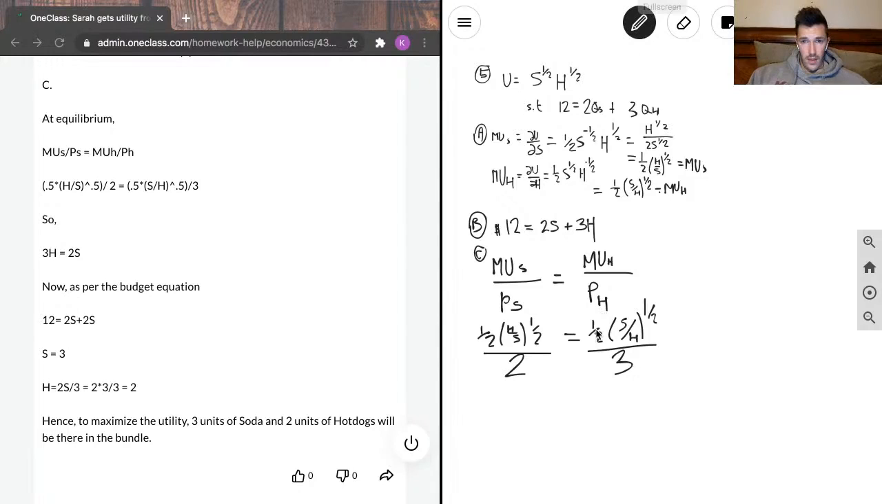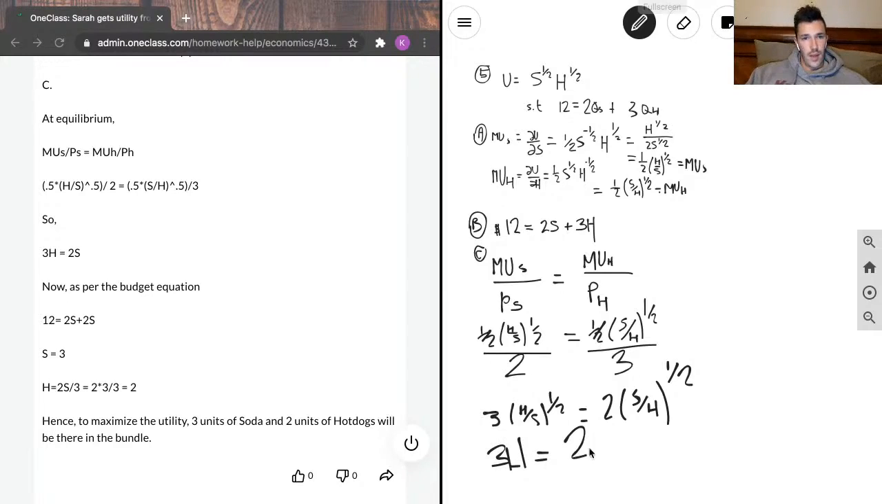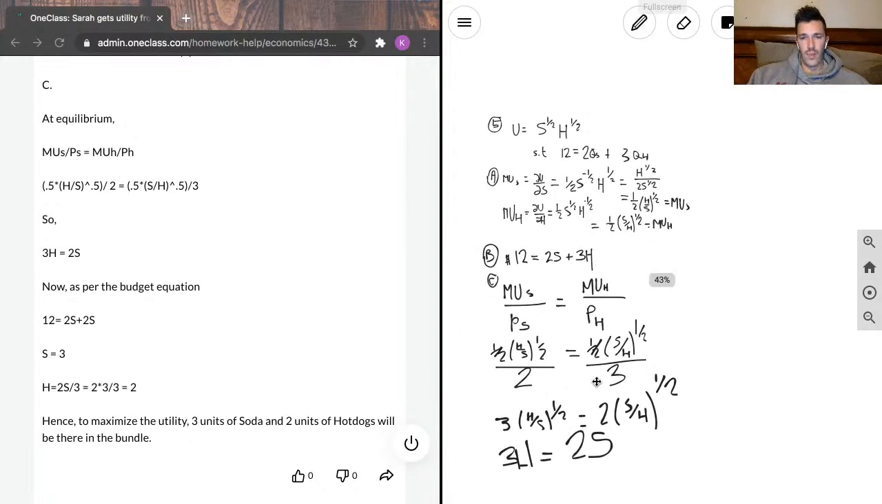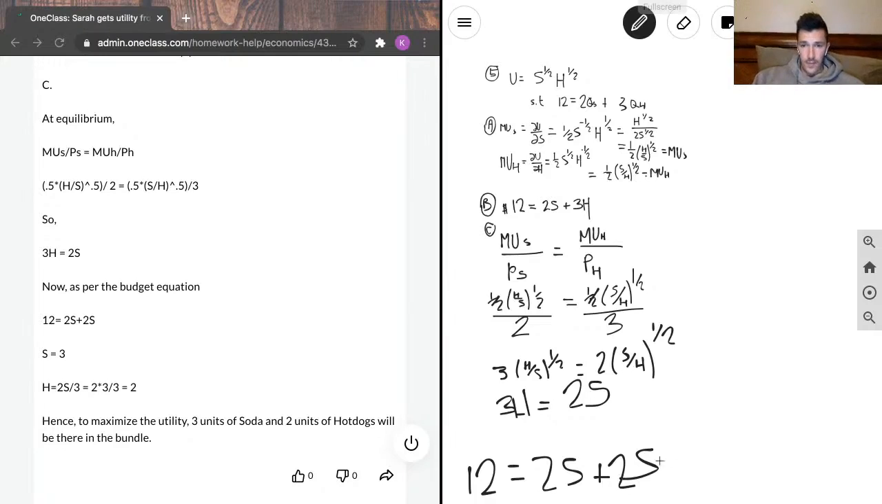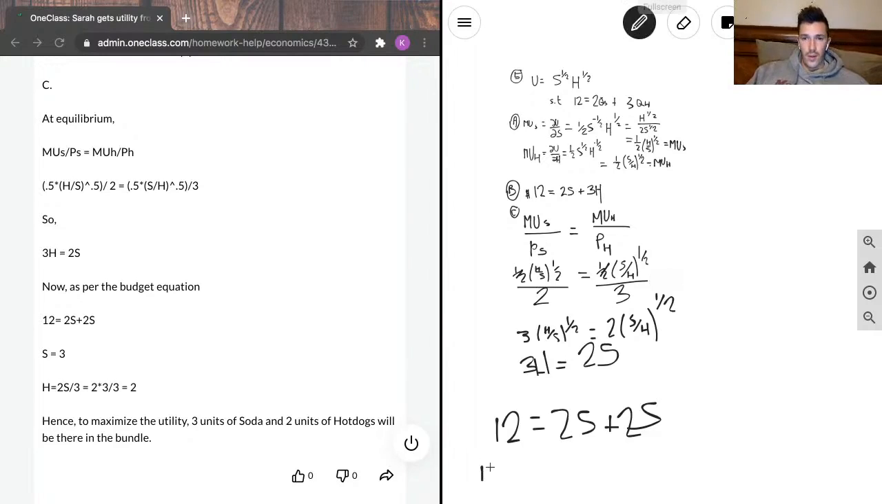We can start canceling things out. The 1/2 goes on both sides. We're going to get 3 (h over s) to the 1/2 equal to (s over h) to the 1/2 times 2, and that's going to work out to 3h equals 2s. If we now plug this back into our budget equation, we've got 12 is going to equal 2s plus 3h, and we know 3h is equal to 2s, so 2s plus 2s. 12 is then going to equal 4s.